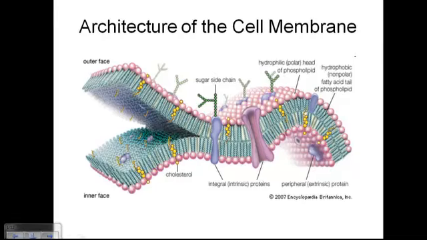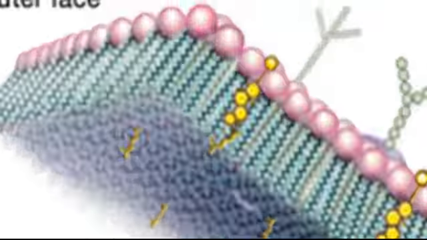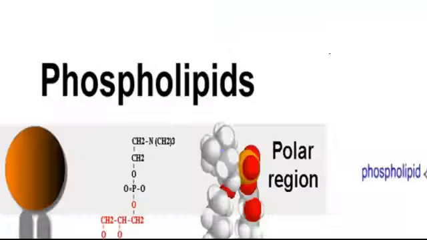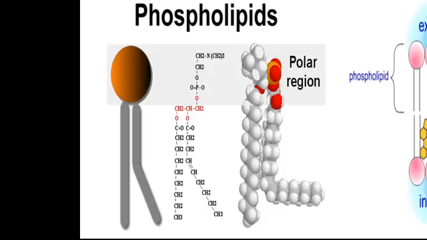You can see it kind of peeling away here. And if we look at these individual little pieces of the cell membrane, they're little lipids. They're called phospholipids. It looks like a head and two little tails coming off of it. And these are pretty important.